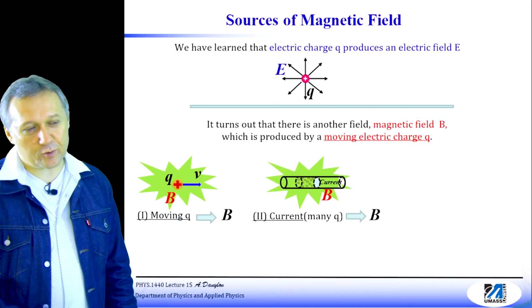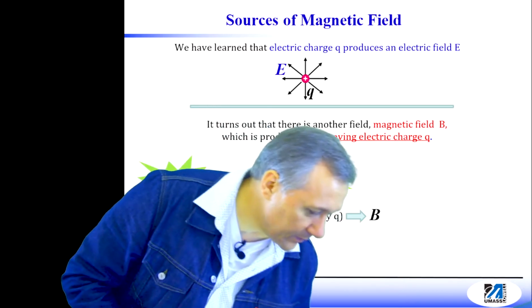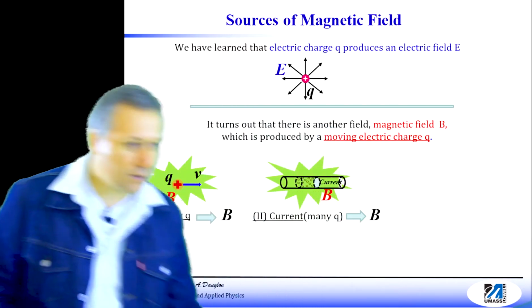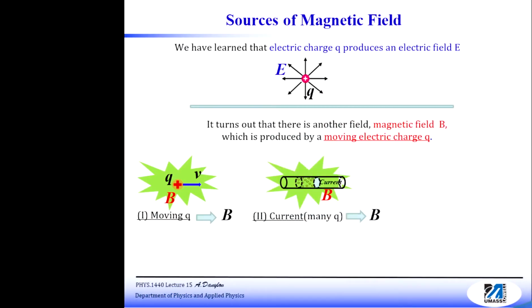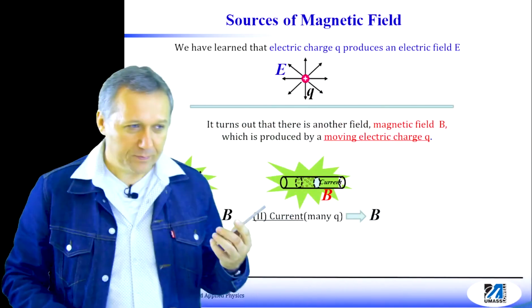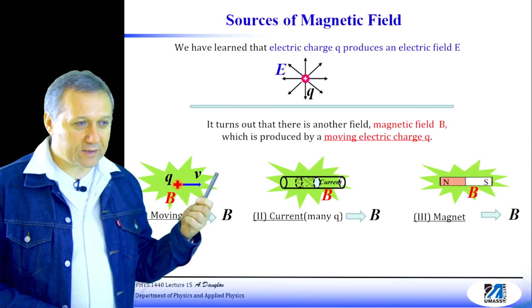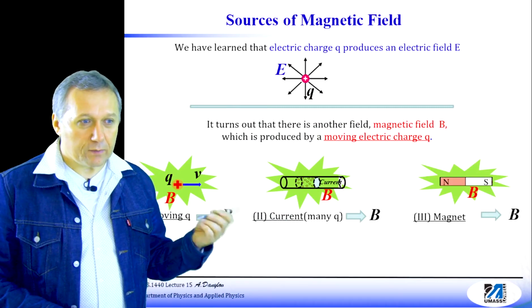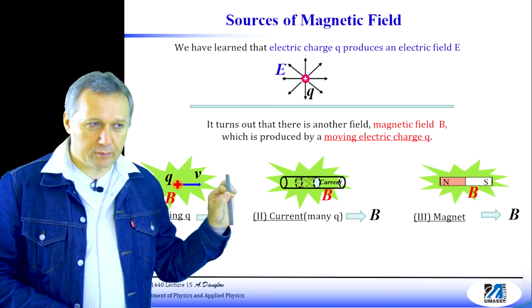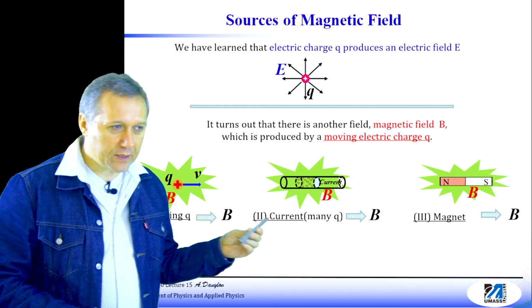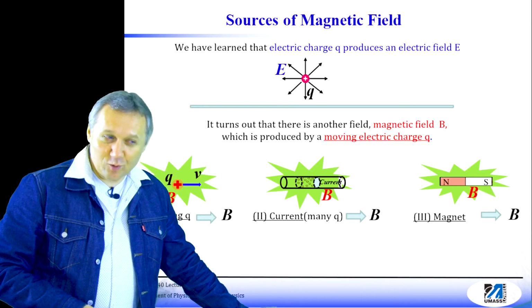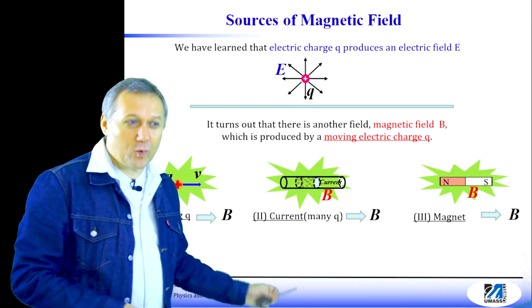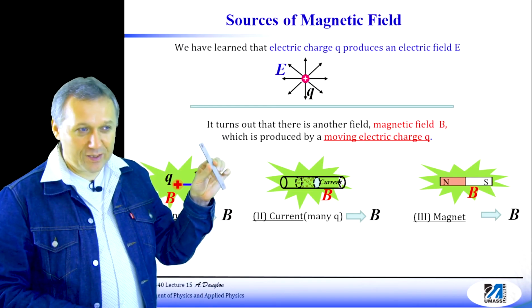And the third, the last system, is a permanent magnet. That's the last system which is going to produce a magnetic field. But of course, a reasonable question: as I told you, every time there must be a moving charge or moving charges in order to produce a magnetic field. Where are the moving charges in a permanent magnet?